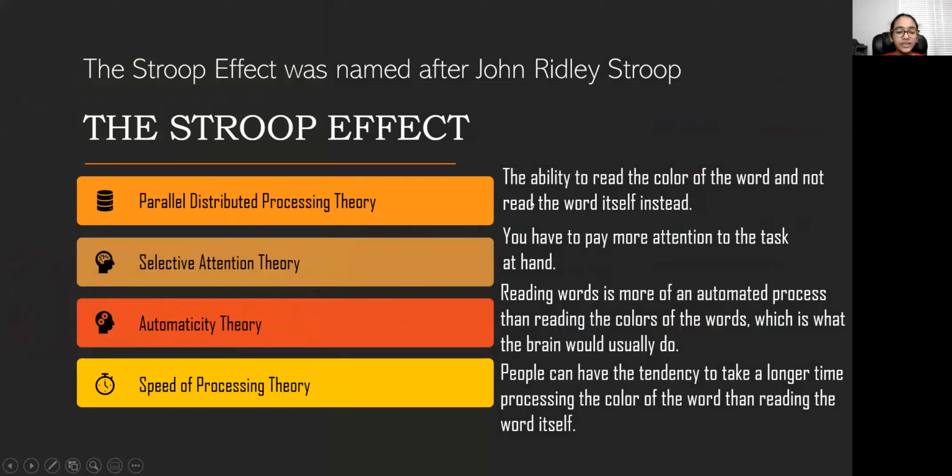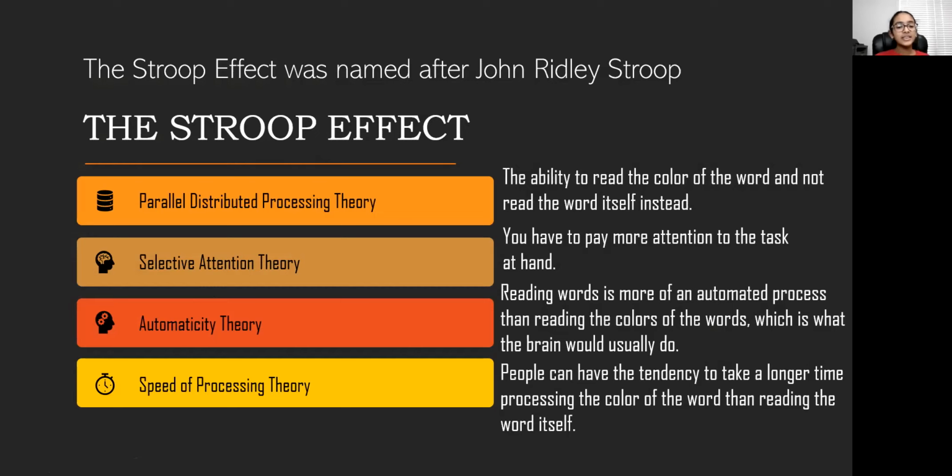And so he had four theories that showed this. So the first one was the parallel distributed processing theory, was the ability to read the color of the word and not read the word itself instead. The selective attention theory was you had to pay more attention to the task at hand. The automaticity theory was reading words is more of an automated process than reading the colors of the words, which is what the brain would usually do.